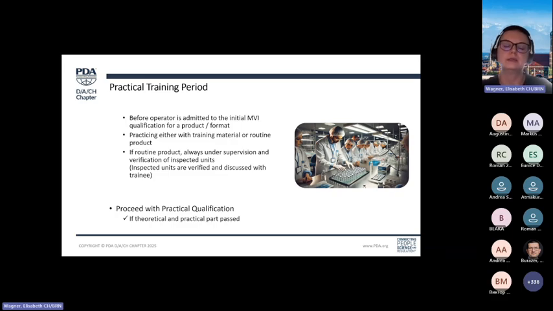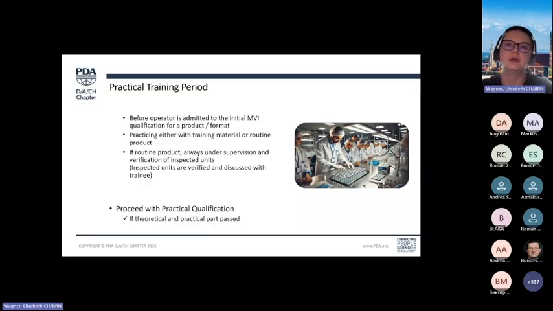and the inspected units from the trainee are then verified. And for example, missed defects are discussed with the new operator. This is a very important phase of the training and qualification phase, because the operator should have enough time to familiarize with the product portfolio and be really confident in doing this job.